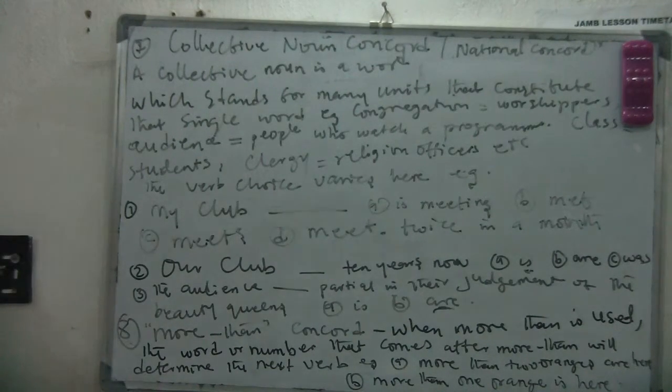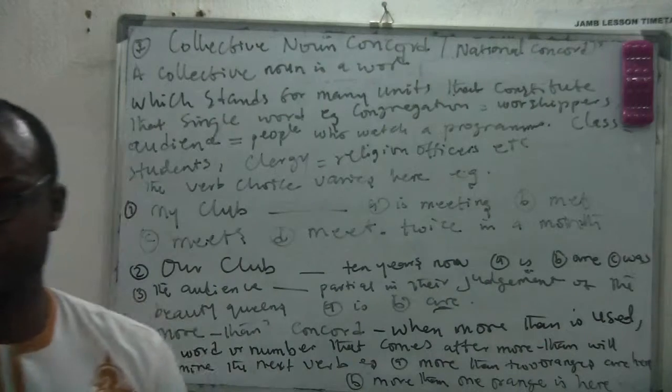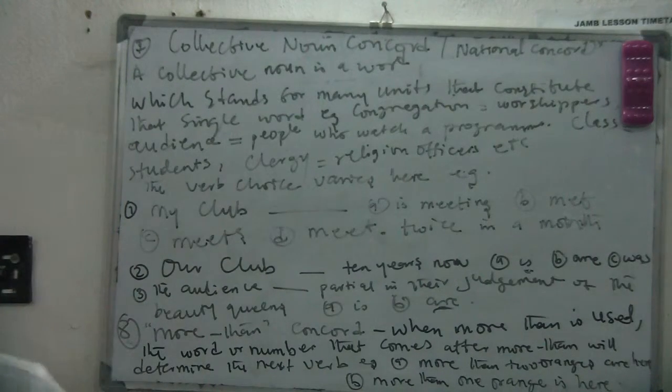Now let's look at the 8th rule. It says more than. The more than concord. If you're able to know this concord very well, you get plenty answers in English. You get most of the questions because it comes out many times. It's normally the one that they use in filling the gap. You know that question, filling the gap, in JAMB. It's mainly concord questions.